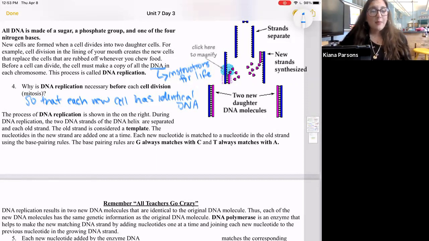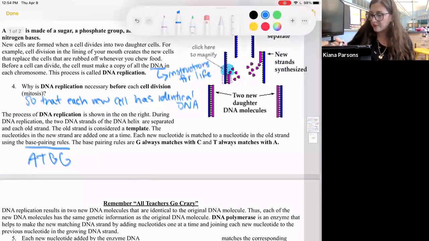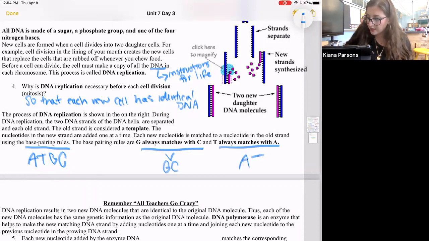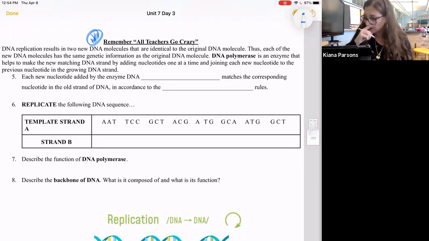The old strand is considered a template. The nucleotides in the new strand are added one at a time. Each new nucleotide is matched to a nucleotide in the old strand using the base pairing rules. And this is why these base pairing rules are so important. Don't forget ATGC. The base pairing rules are G always matches with C, GC, and T always matches with A, AT. I need to pull out that shirt. Remember, all teachers go crazy, and this is important.